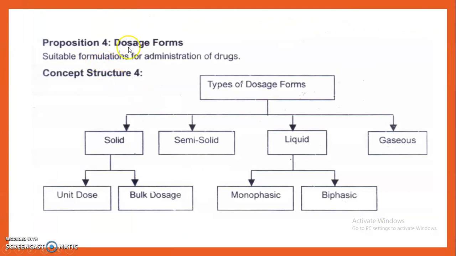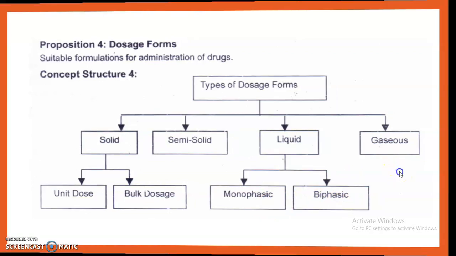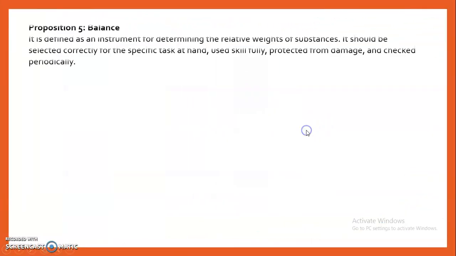Then the next proposition is the dosage form: a suitable formulation for administration of the drug. In this we have to first study the types of dosage forms. Every pharmacist should know all the types of dosage form: solid, semi-solid, liquid, gaseous. Further, solids are divided into unit dosage form and bulk, and liquids are divided into monophasic dosage forms and biphasic dosage forms. All this knowledge is associated with pharmaceutics.